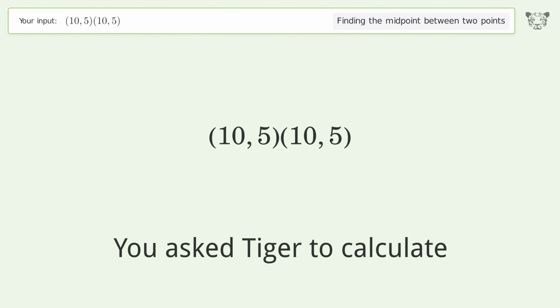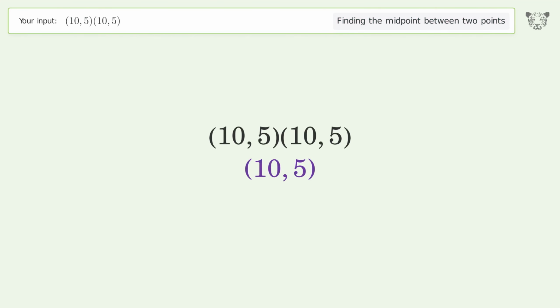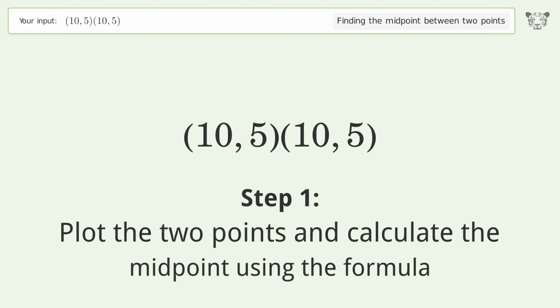You ask Tiger to calculate. This deals with finding the midpoint between 2 points. The midpoint between the 2 points is 10, 5. Let's solve it step by step. Plot the 2 points and calculate the midpoint using the formula.